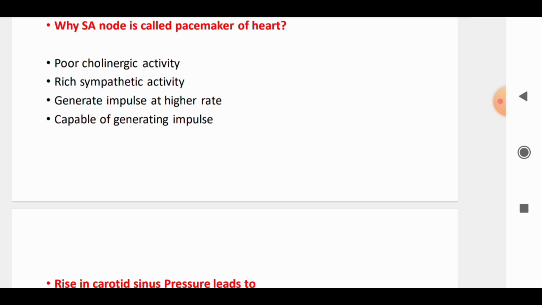Why is the SA node called the pacemaker of the heart? Because of poor cholinergic activity, rich sympathetic activity, generating impulse at higher rate, or capable of generating impulse. The right answer is: it is capable of generating impulse and it establishes basic rhythm and rate of the heartbeat. That's why it is called the pacemaker of the heart.